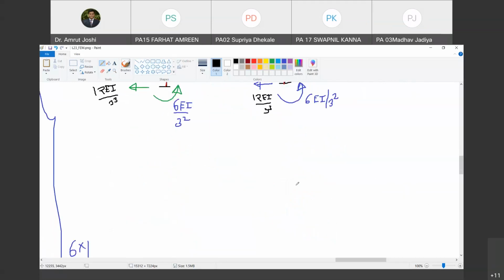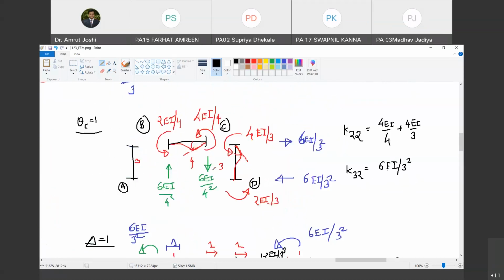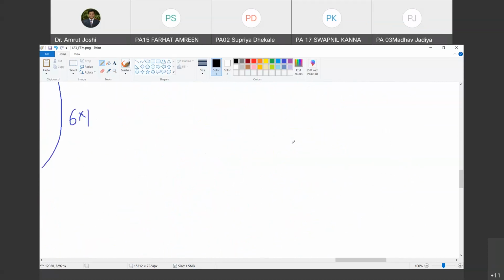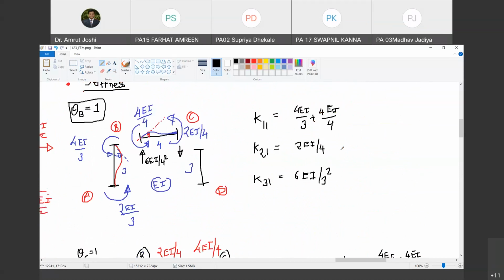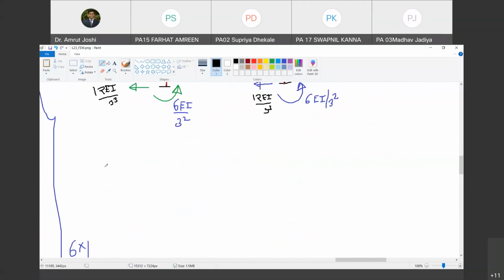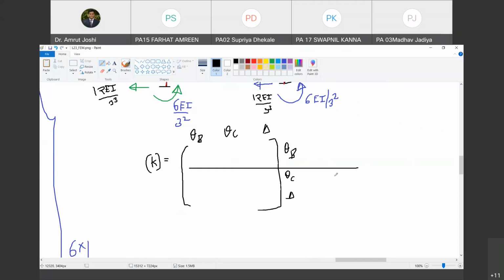Are you with me? Yes. So now the stiffness matrix is ready. We have the restraint force matrix ready. Now let me first write down the stiffness matrix. How does the stiffness matrix look? We have here theta B, theta C, and delta. Similarly here theta B, theta C, and delta. Are you with me? Yes.